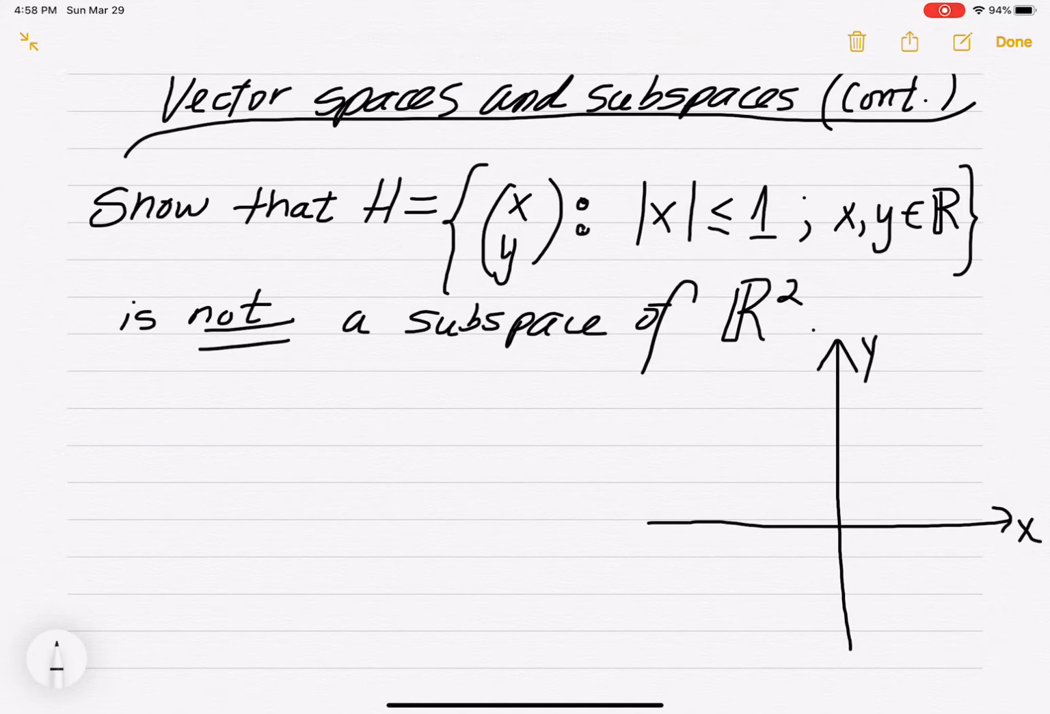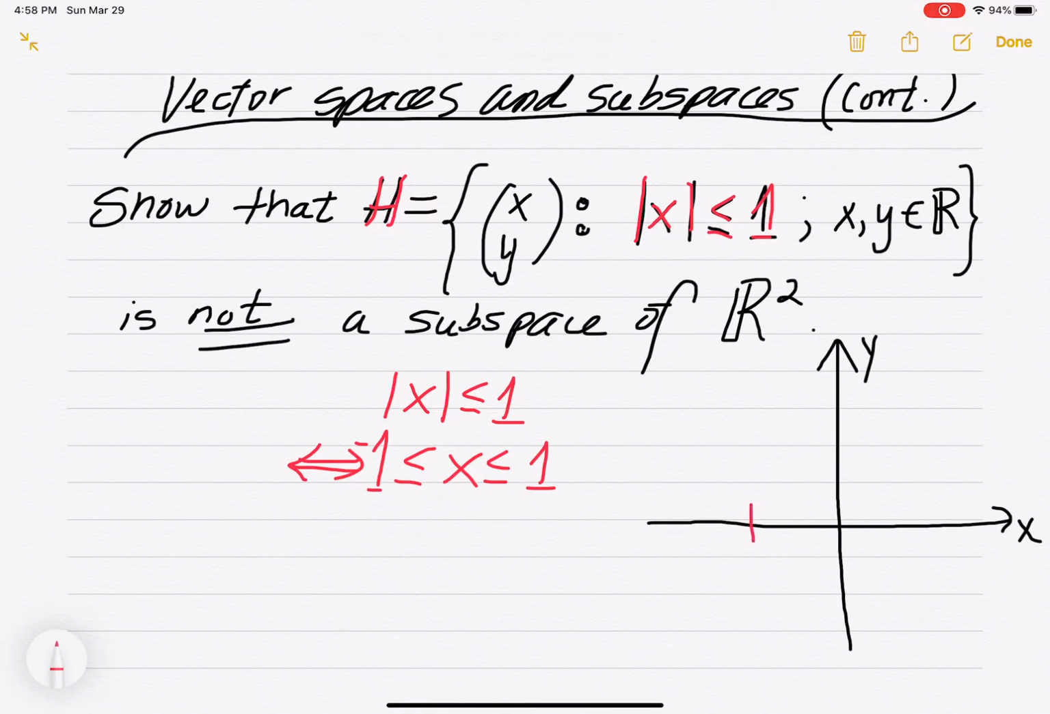So let's think about H. I'll do it in red. It's all the points x, y where the absolute value of x is less than or equal to 1. Just think about that. The absolute value less than or equal to 1 is logically equivalent to x being between negative 1 and 1. This is something you would have learned in a really basic algebra course.